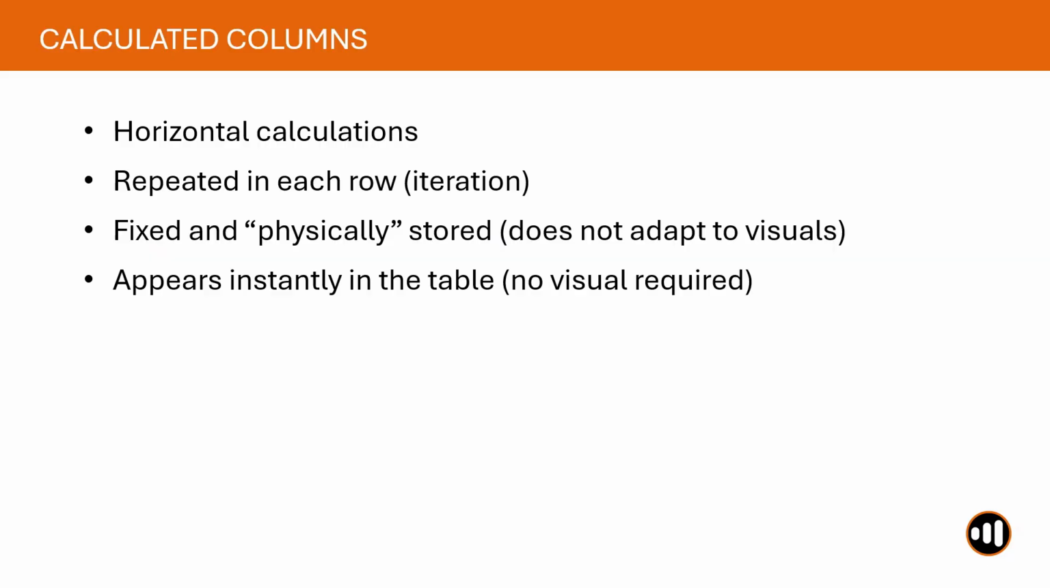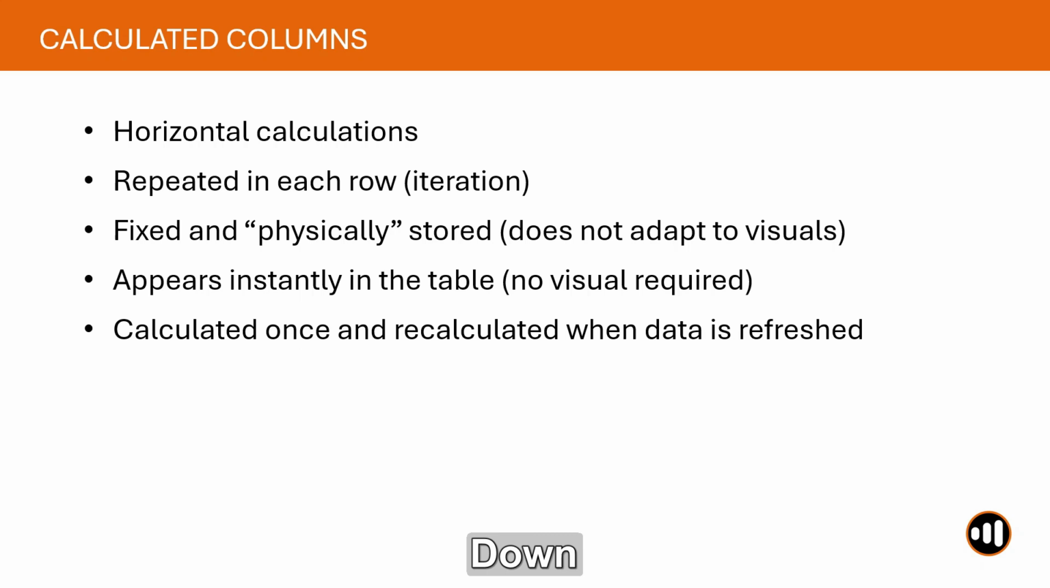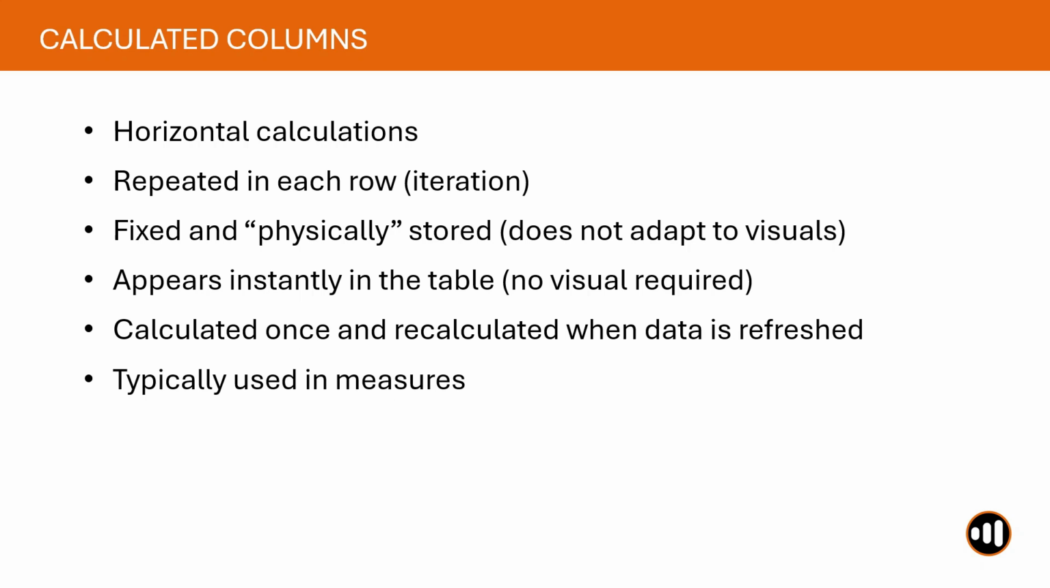As you can see, when we create a new calculated column, you see it instantly. You don't need a visual to see what you just created. It's different with a measure. A measure cannot be seen instantly. You need something else to actually see the result of the measure. We'll see that in a bit, but as you just saw, the calculated column appears instantly in the table. And like I already said, calculated columns are calculated once and only recalculated when data is refreshed and your source data is changed.